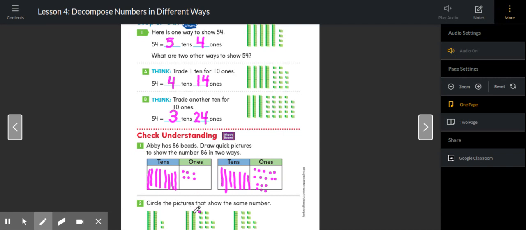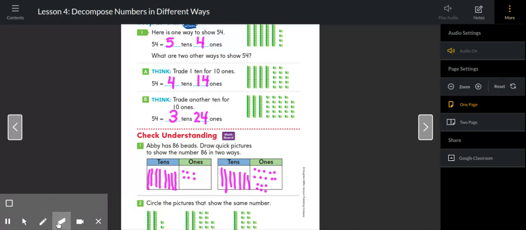Count these down here at the bottom, and I have a tip for you. I'm not going to do the rest of this page with you, but if you count these and then write how many there are, count these and write how many they are, count these and write how many there are, you'll find that 2 of them are equal to the same amount. Oops, I may have just given it away. Circle the picture that shows the same number.